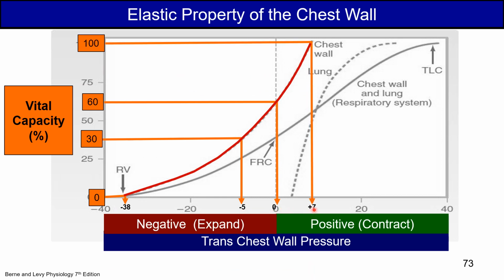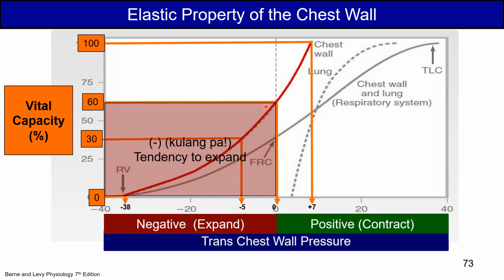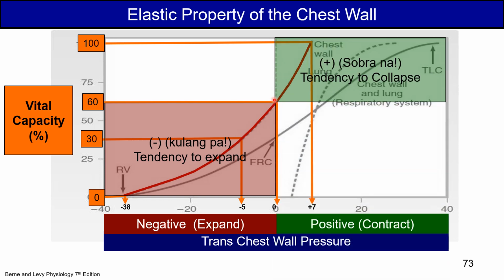And at 100%, it is positive 7. Notice that from a lung volume of 0 to 60% of the vital capacity, the trans chest wall pressure is negative, and therefore the elastic tendency of the chest wall is to expand. At 60% of the vital capacity, the trans chest wall pressure is 0, and therefore the chest wall neither wants to expand nor contract. Beyond 60%, the trans chest wall pressure is positive, and therefore the elastic tendency of the chest wall is to collapse.